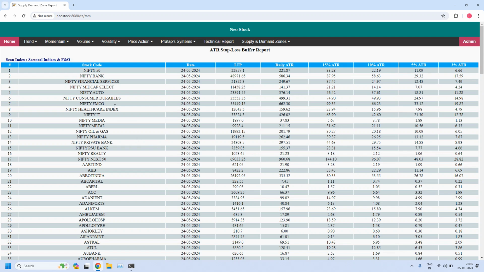In this list, the first 17 are indices, sectorial indices, and all the remaining are equity stocks, but they are listed in the F&O category. But the stocks are equity stocks. So I am scrolling this list down. Each time when I scroll down, I'll be giving you only a few seconds on each page. So in case you want to refer to any of your stocks, please pause the video. So let me scroll the list down.